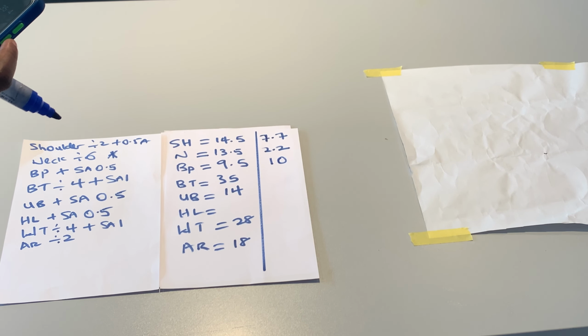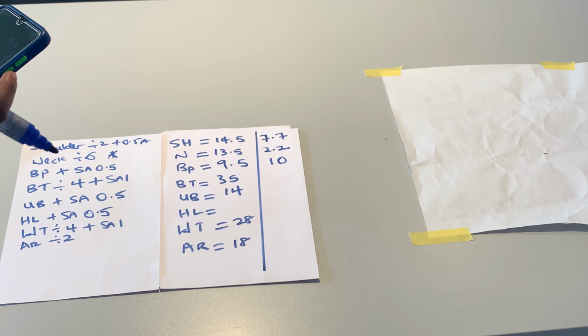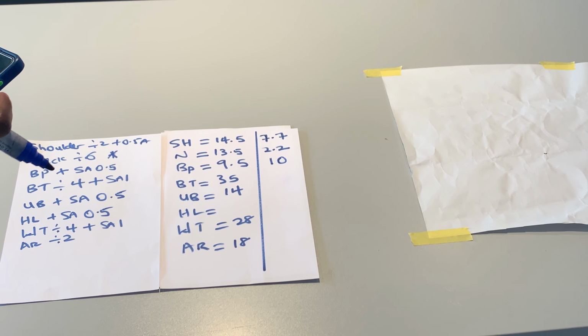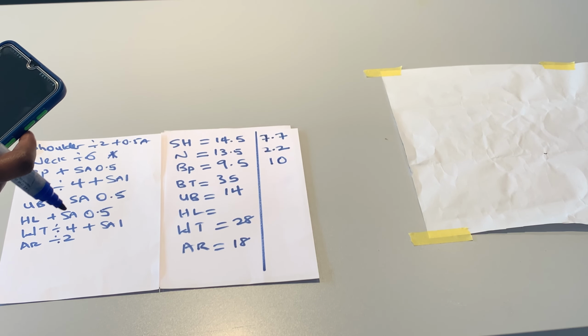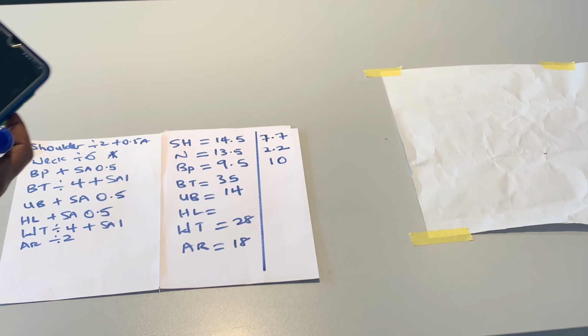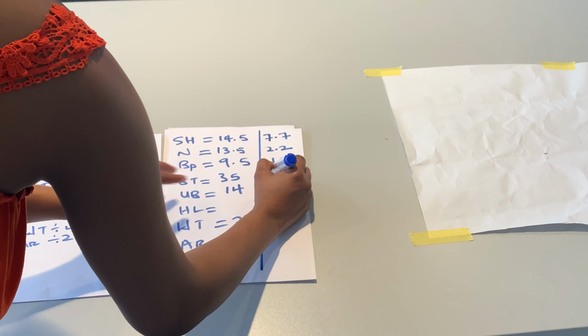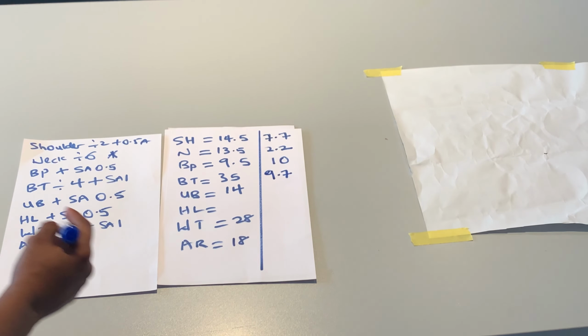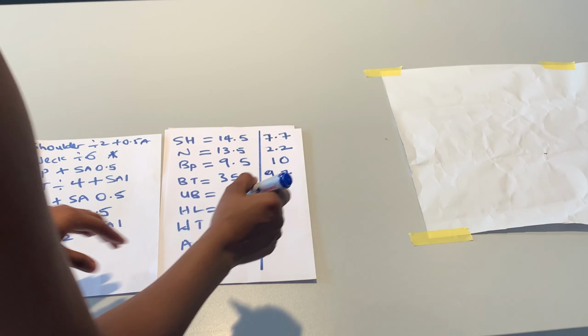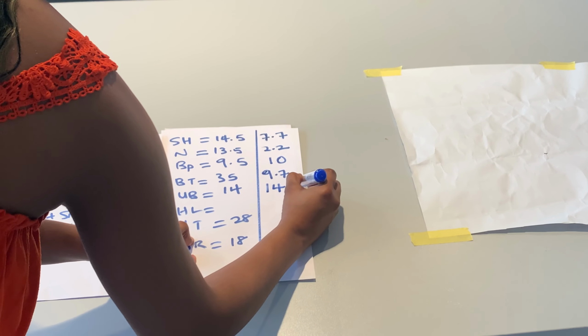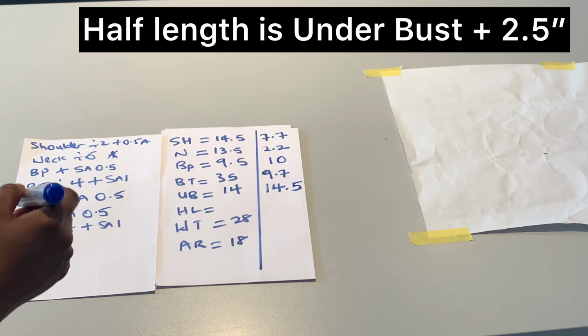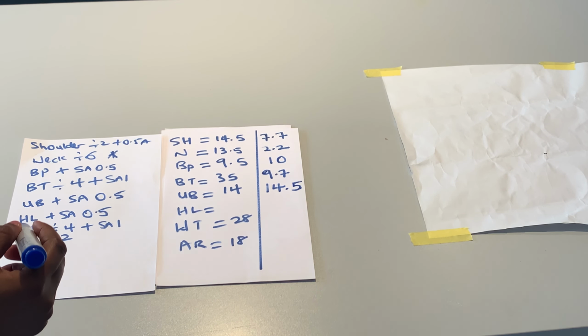As you can see, the client's UB, which is the under bust measurement, is 14 inches. When we add the allowance of 0.5 inch, that would be 14.5 inches. Now the half length is gotten from your client's under bust measurement. What you do is add 2.5 inches to it. So as I said, my client's under bust measurement will become 14.5 inches. When I add 2.5 inches, whatever I get is my client's half length measurement. So you can go ahead and do the same.